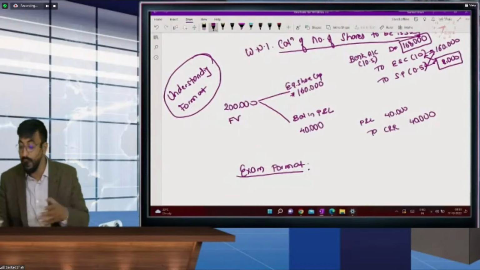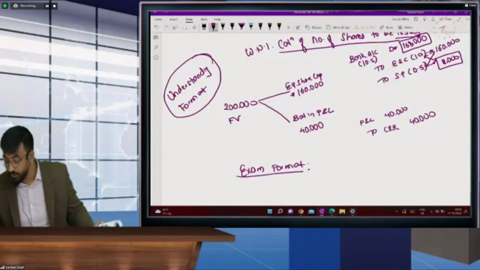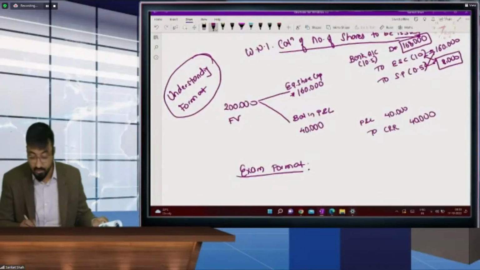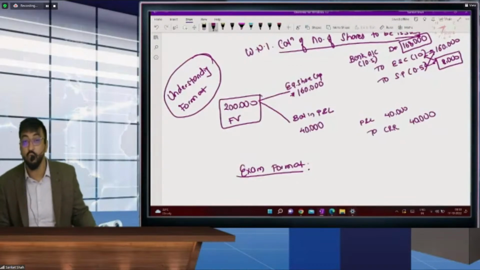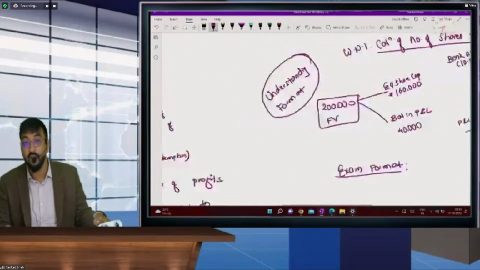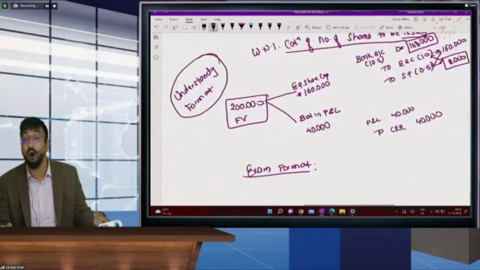Yes, beta. To maintain capital structure, Shivani Arora ji, we need only 2 lakhs rupees. We cannot consider redeemable value for maintaining capital structure. Whatever question you have, you can ask me.